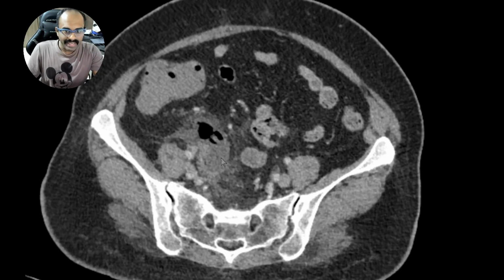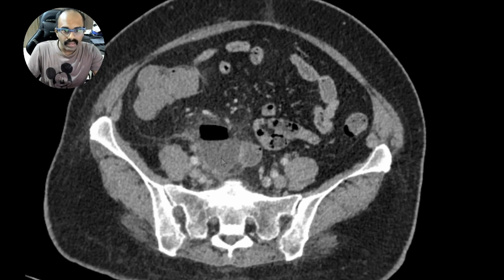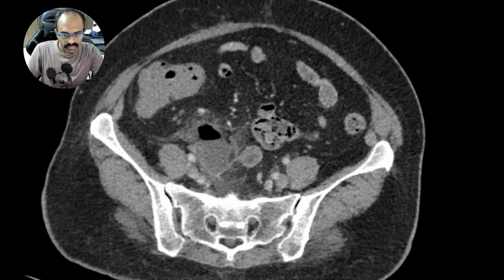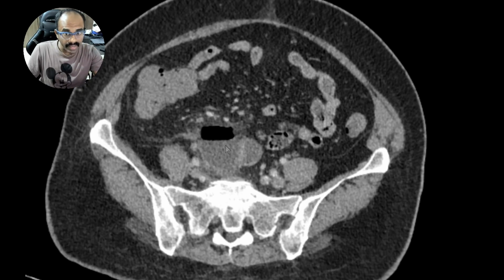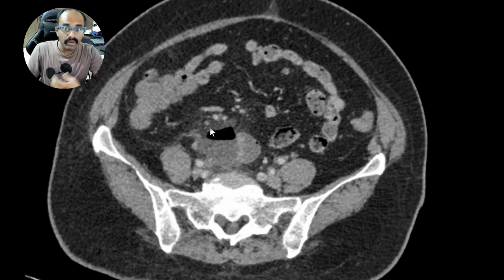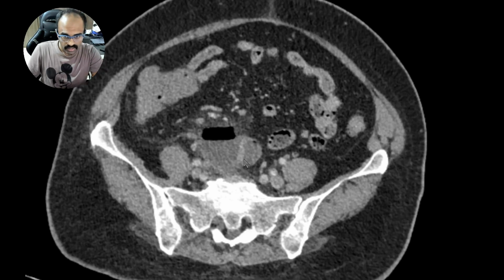So it is a case of an inflamed appendix that has possibly ruptured, and there is an appendiceal phlegmon or an abscess, okay, in this area.